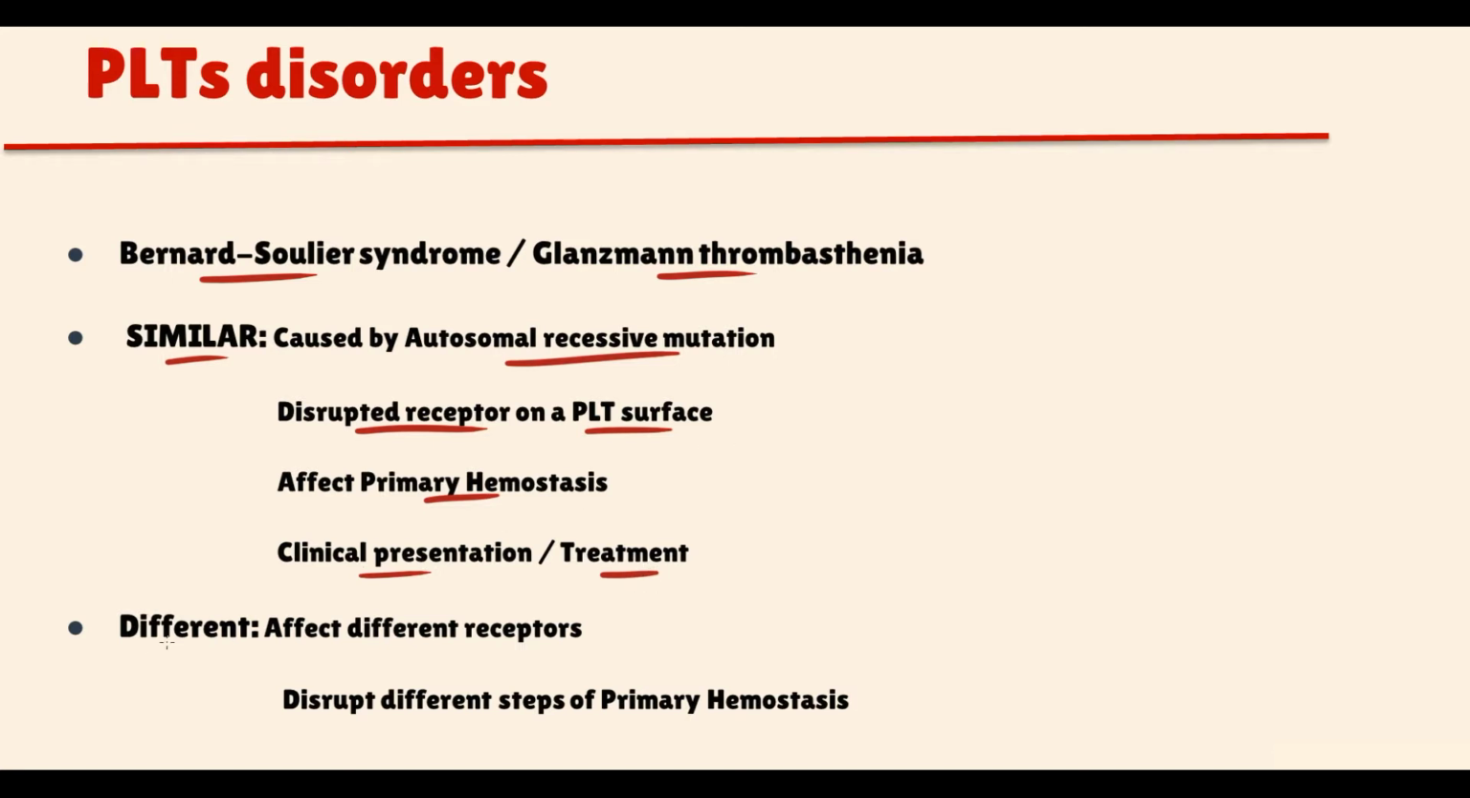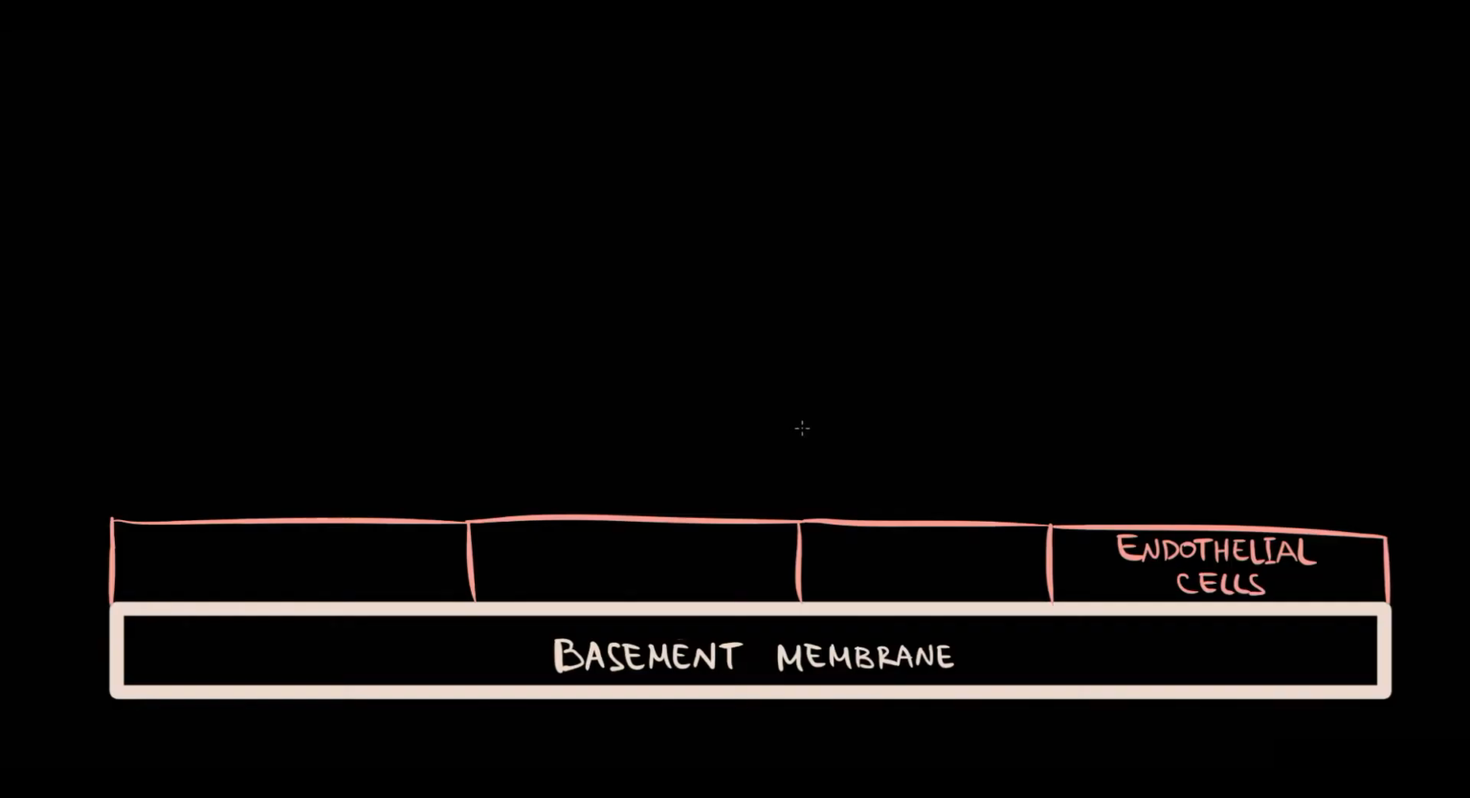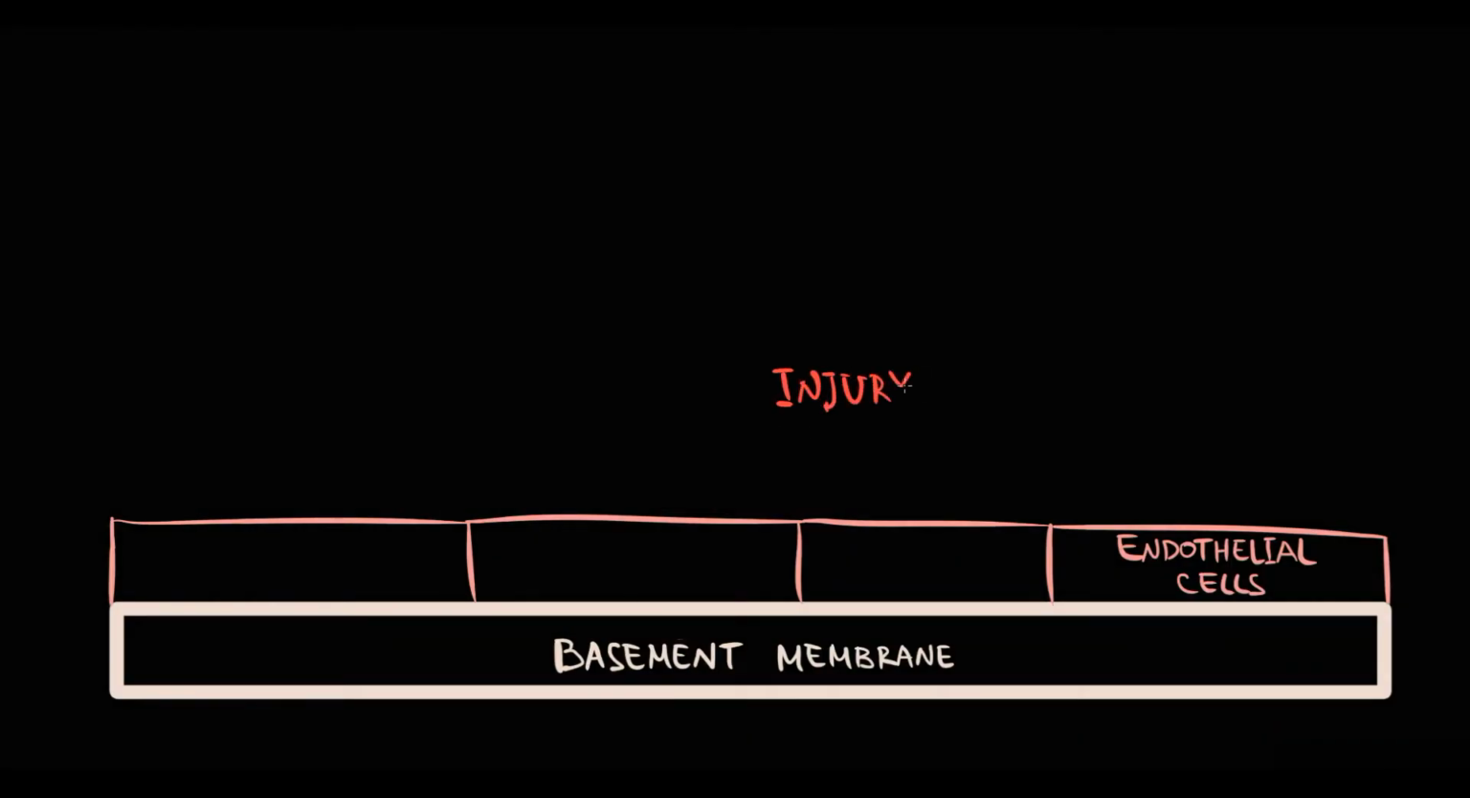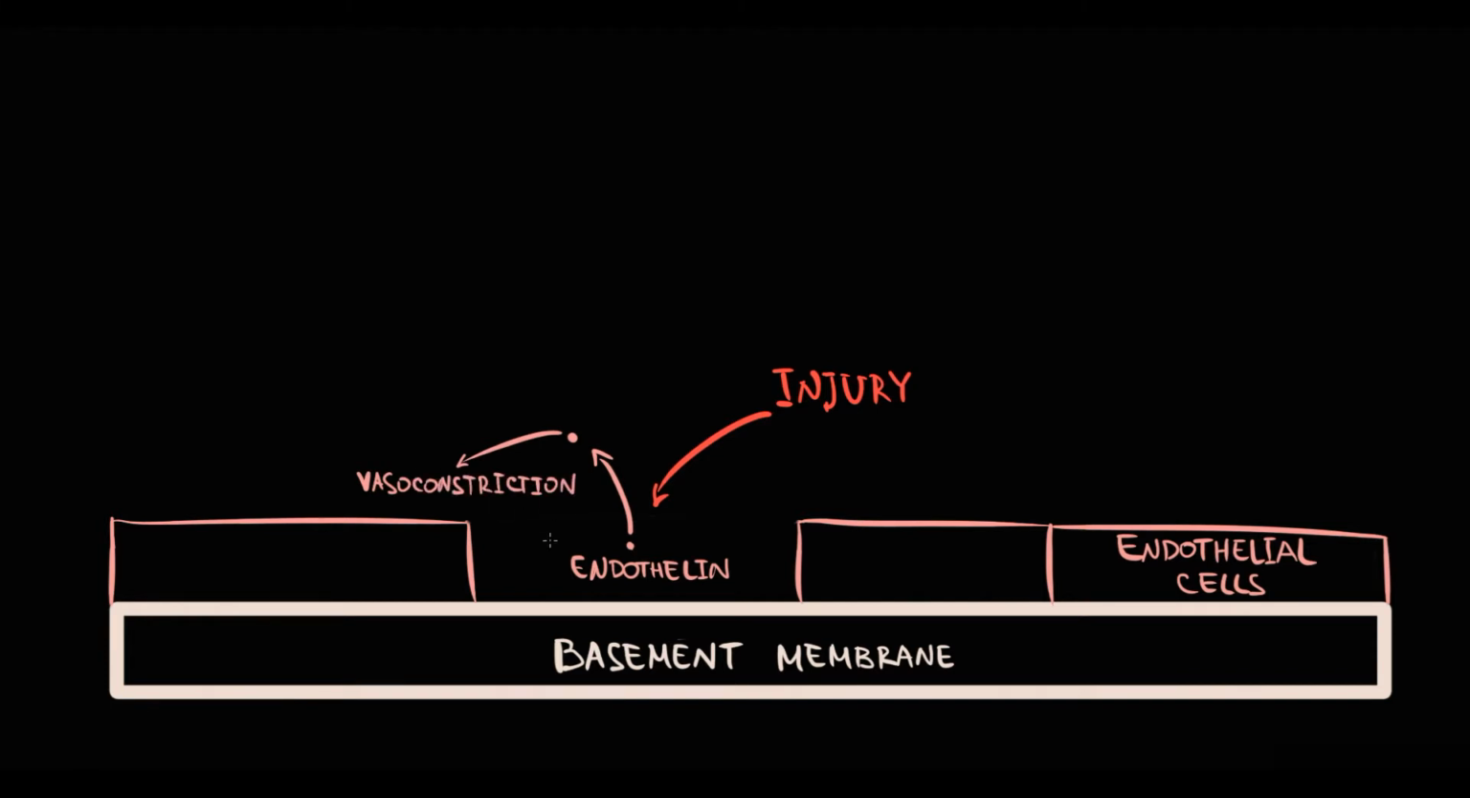But the major difference between these two disorders is the receptor that is affected by the mutation and also the step in primary hemostasis that they disrupt. To explain the pathogenesis of these disorders, we have to recall the major steps in hemostasis. So, if damage to endothelial cells occurs, endothelin that was contained inside the endothelial cell will be released into the bloodstream and will cause transient vasoconstriction.